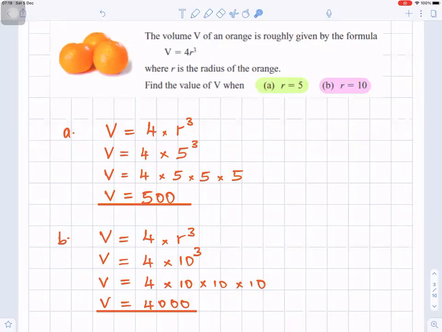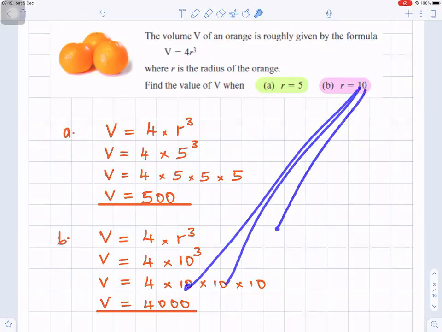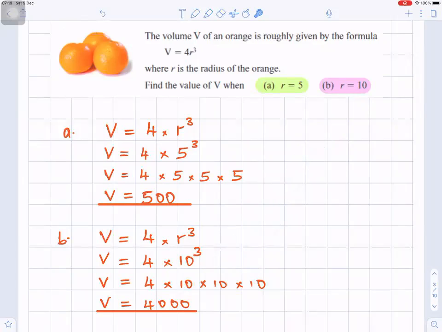And for part B, when the radius is 10, that means we sub in the value of 10. So it's 10 cubed. 10 cubed means 10 × 10 × 10. And that will give us 4 × 10 × 10 × 10. It gives us 4,000.